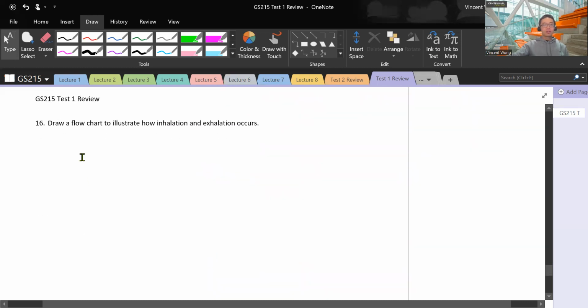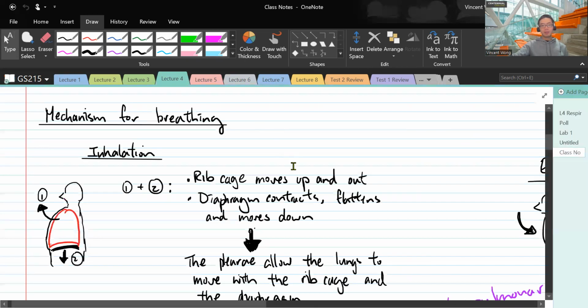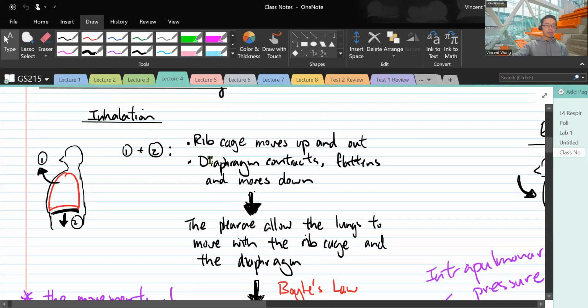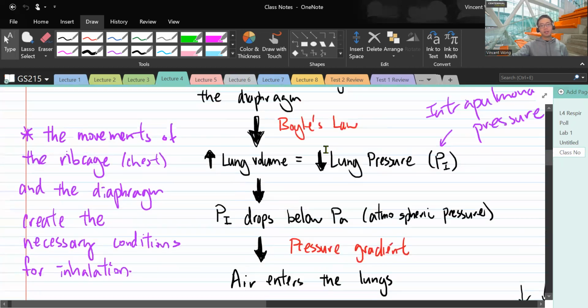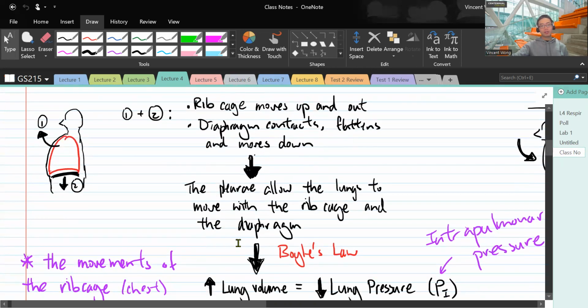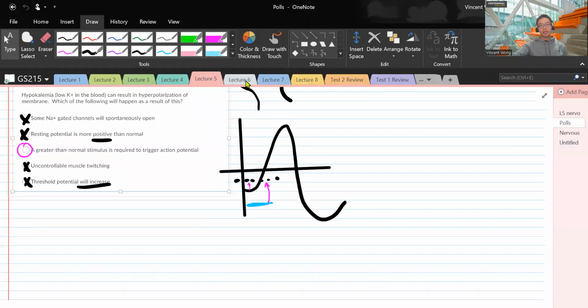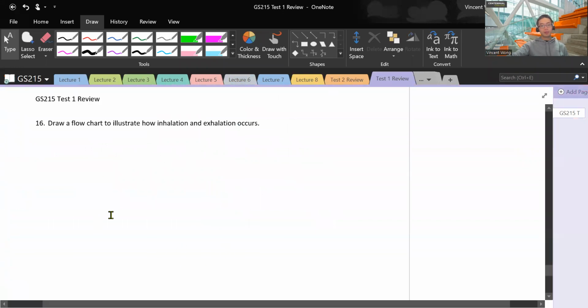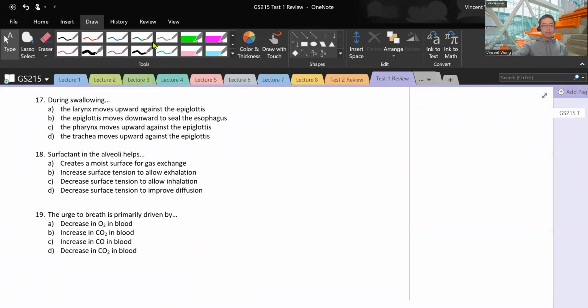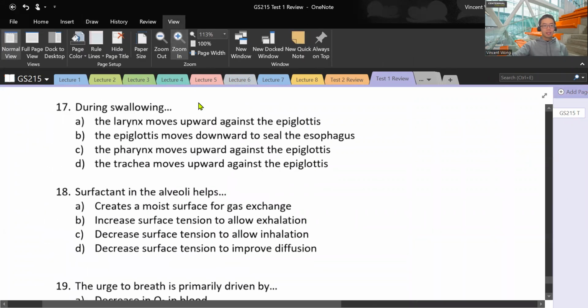Okay, draw a flowchart to illustrate how inhalation and exhalation occurs. This is something that you should do on your own. We did it last time already, right? I just posted the notes on eCentennial, so you can go through these things, and you definitely need to understand how the rib cage and the diaphragm move to create the different pressures and so forth. And it would be beneficial for you to write it out once yourself. Okay, let's take a look at some of these questions.